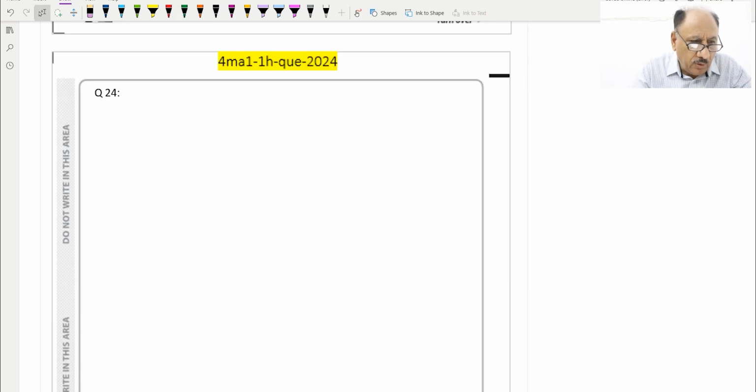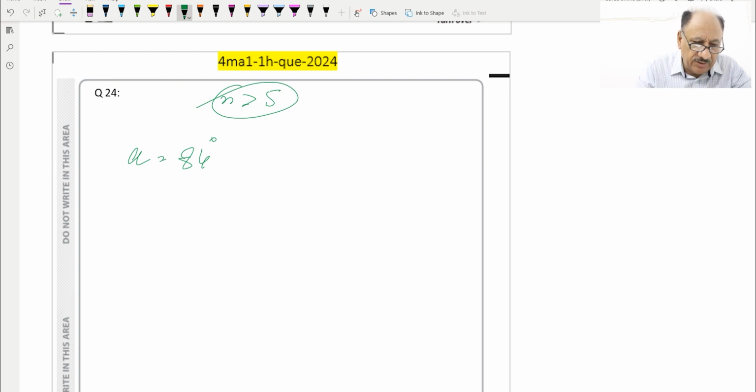Question 24. A polygon has n sides, where the condition given in the question is n is greater than 5. Keep in mind this will be applied in the question. The interior angles of the polygon form an arithmetic sequence. The smallest angle of the polygon is 84, so it's starting from 84 degrees. So the a value is equal to 84. And work out the sum of the interior angles of the polygon. So the sum of the interior angles of the polygon is required.